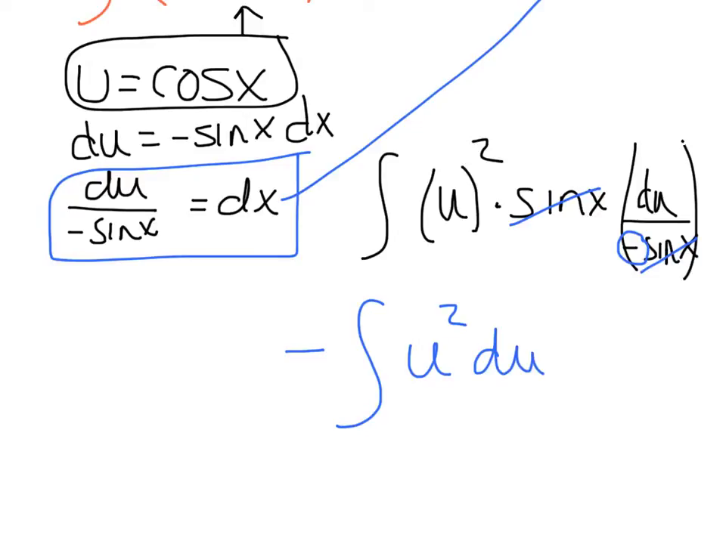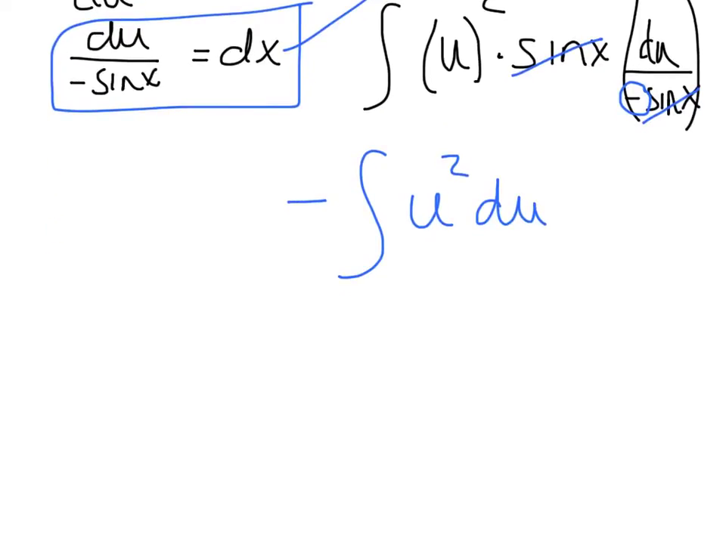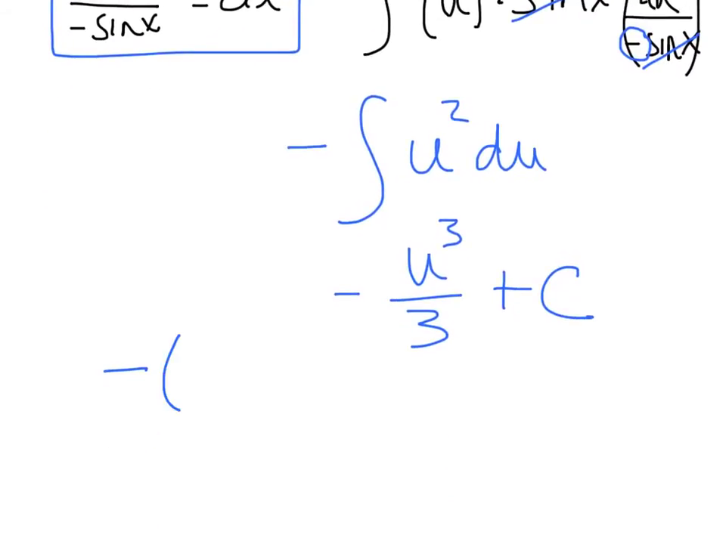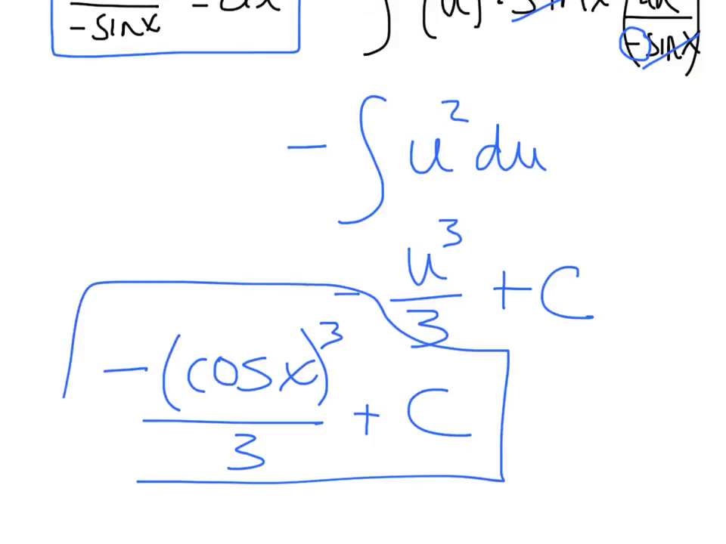And that's it. Then we have the easy part, the integrating part. So we get u cubed over 3, watch that negative out front, plus c. And so I'm going to say that's negative, oh geez, what was my u? Cosine of x, all over 3 plus c for my final answer. All right, so again, just be careful who you pick for that u.